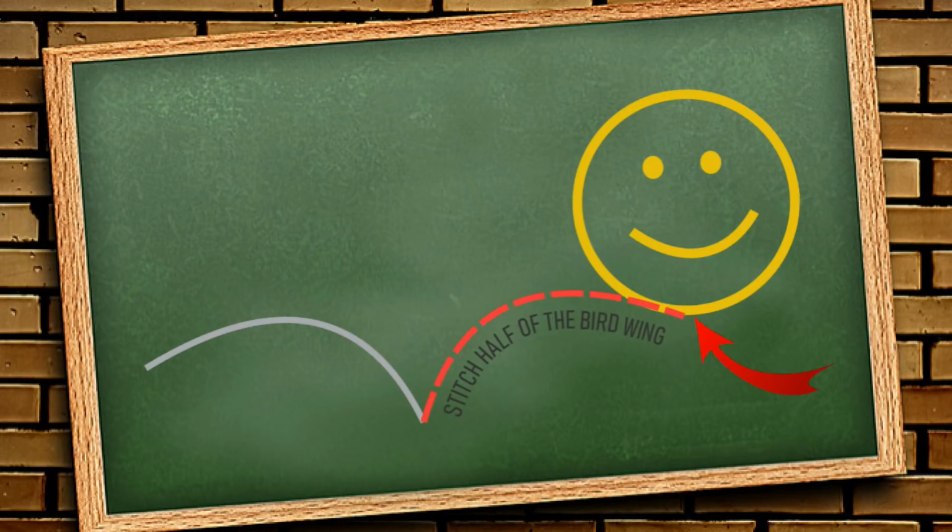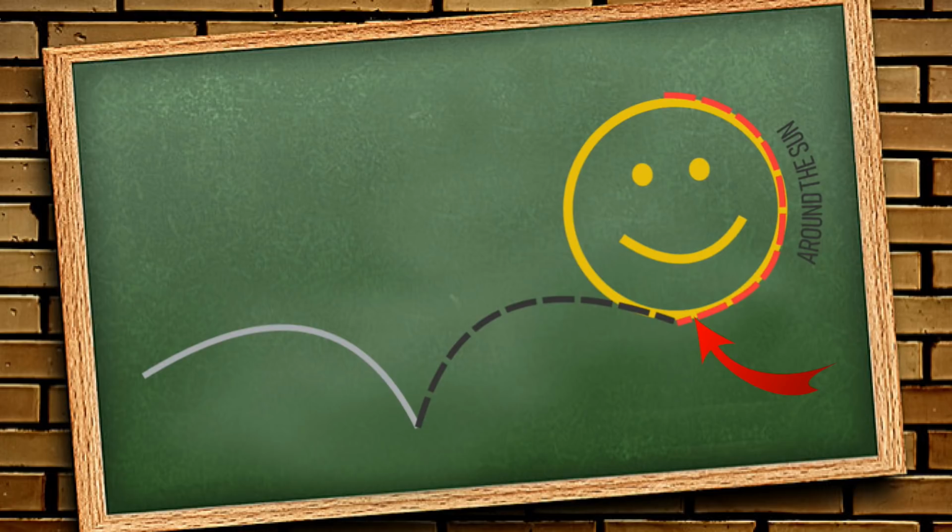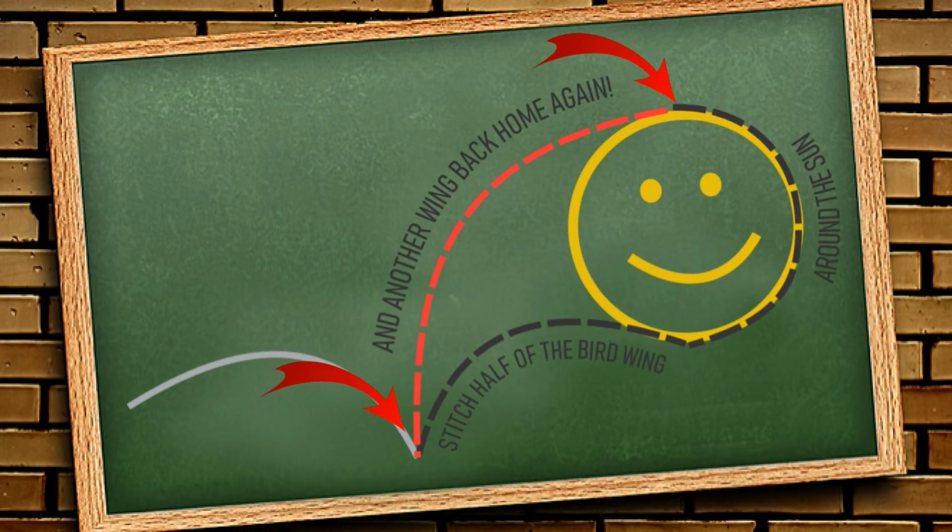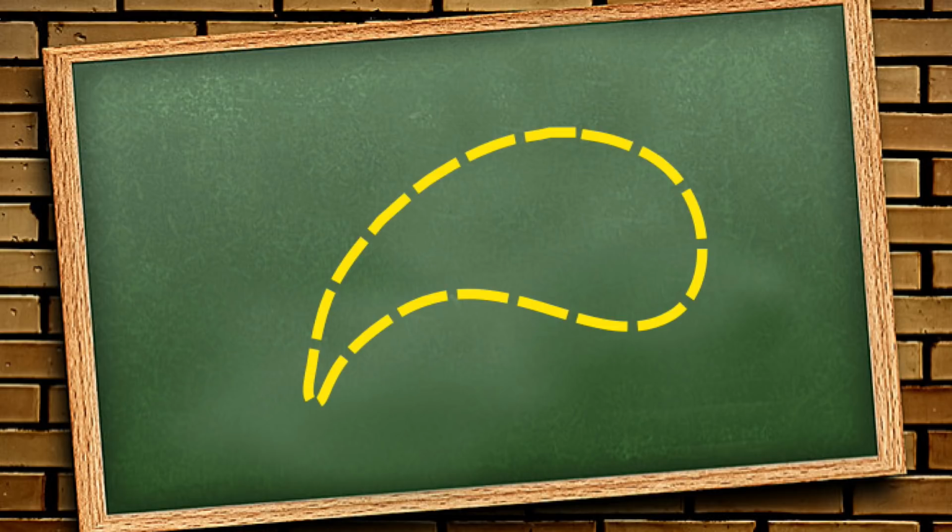The first thing you need to do is draw that circle. Now let's draw that half a bird wing so that it meets the bottom center of that circle. Now you need to draw from the bottom of the circle to the middle of the top of the circle. Now draw another bird wing until you get back home again. Congratulations! You've just drawn your first feather.